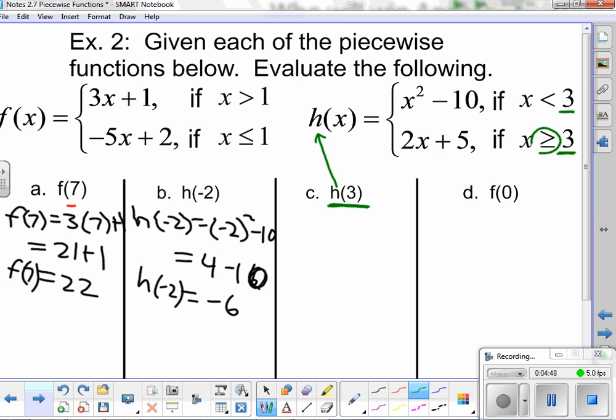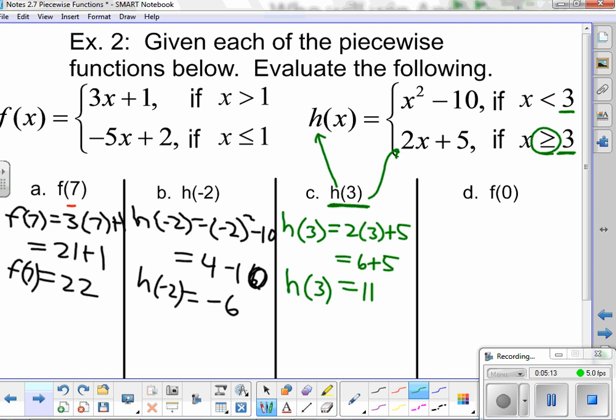This inequality says less than or equal to, so we should be using the bottom. Can't use the top because the top is reserved specifically for x values that are smaller than 3, not equal to 3. That's for the bottom part. So it's going to say h of 3 equals 2 times 3 plus 5, which is 6 plus 5, which is 11. So h of 3 equals 11.